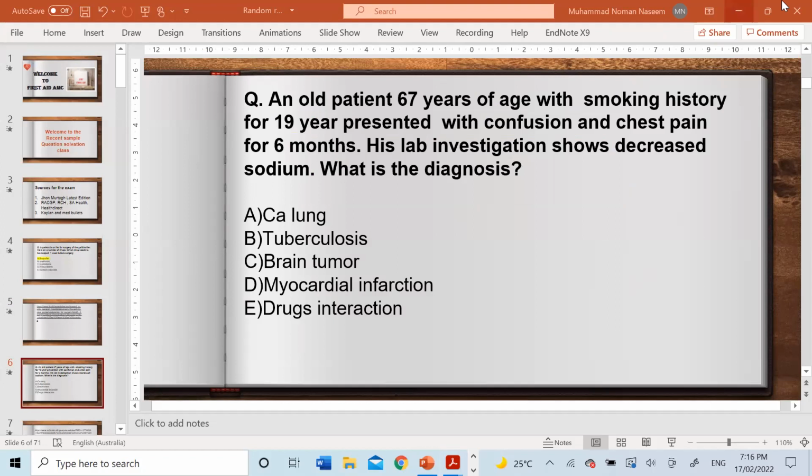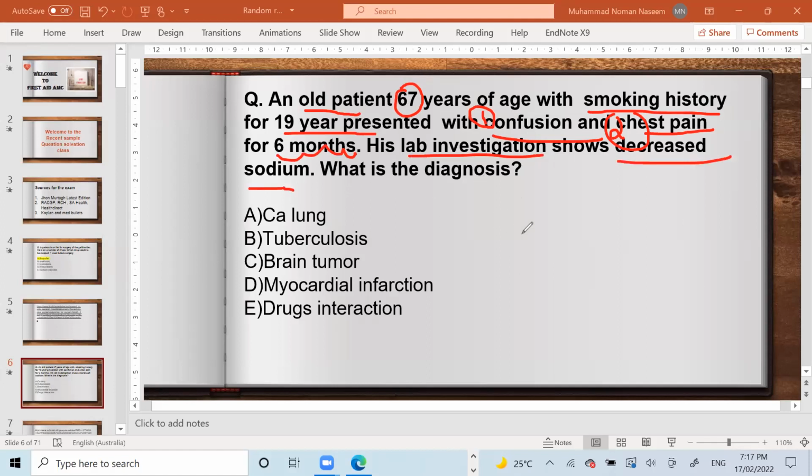All right. Our next question is: an old patient. Always pay attention to what gender they're talking about in the question, what age group they are talking about, and what risk factors they are talking about. So look over here: old patient, 67 years of age, smoking history of 19 years. Now presented with confusion. This is the number one sign and symptom. And number two is the chest pain for 6 months. So it's a chronic presentation. You have done the lab investigation and it shows a decreased amount of sodium.